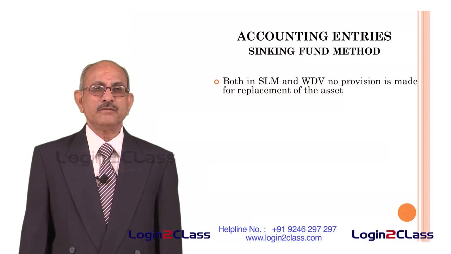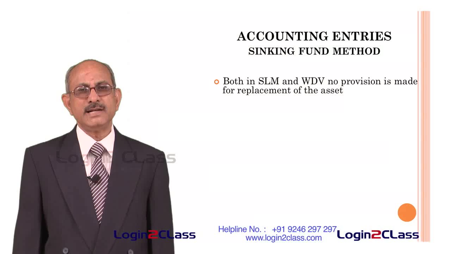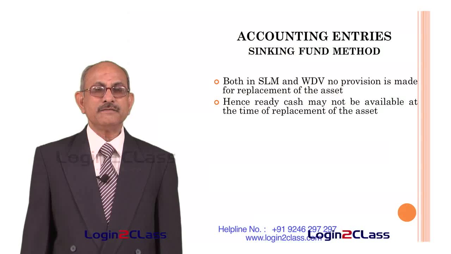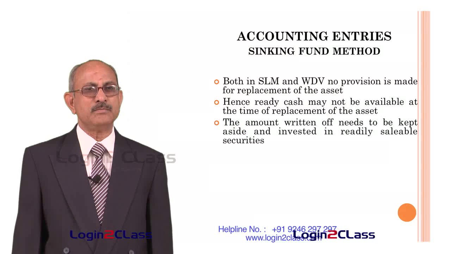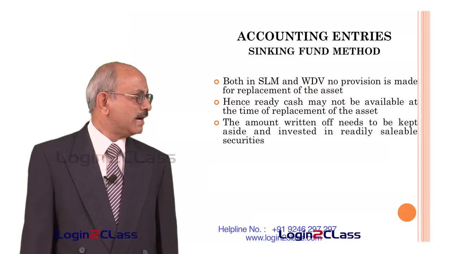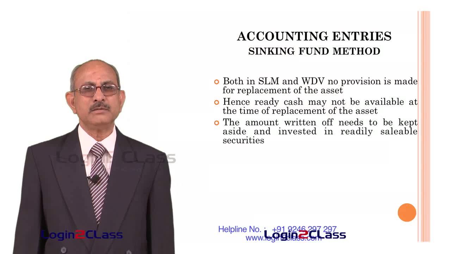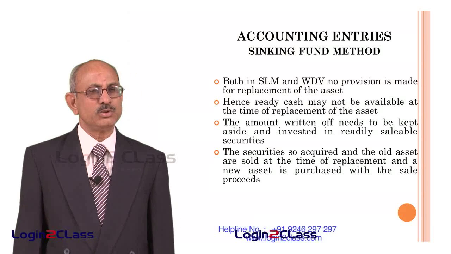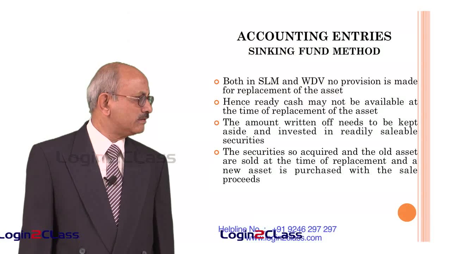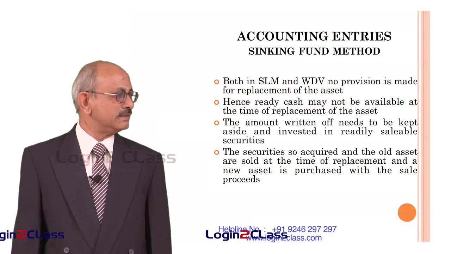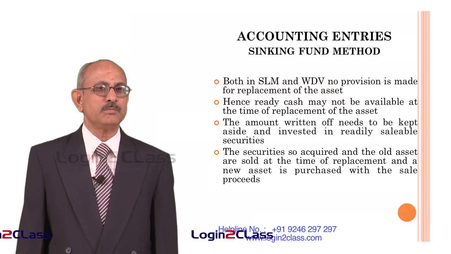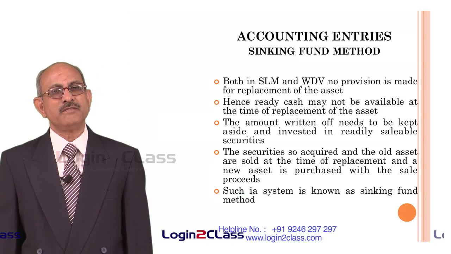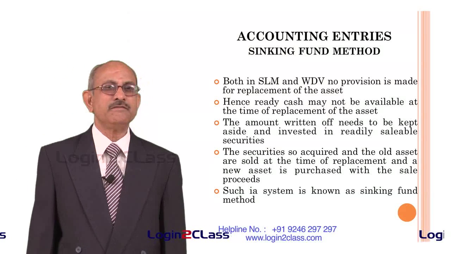And therefore, when the asset is to be replaced at the end of its useful life, ready cash may not be available to the entity. Therefore, it makes sense to keep aside the sum which is taken as depreciation and invest it in readily sellable securities, so that when the asset needs to be replaced, all these securities can be sold off and the old asset also can be sold off, and whatever money is received on account of this, we can use that money for purchasing a new asset. That means replacement becomes easy. Such a system of keeping funds separately is known as the sinking fund method.